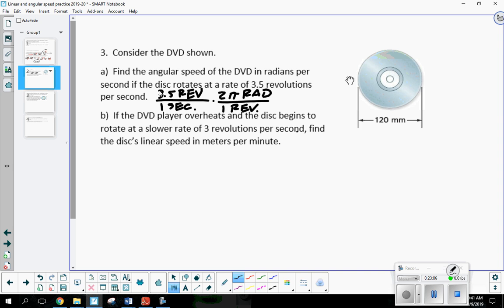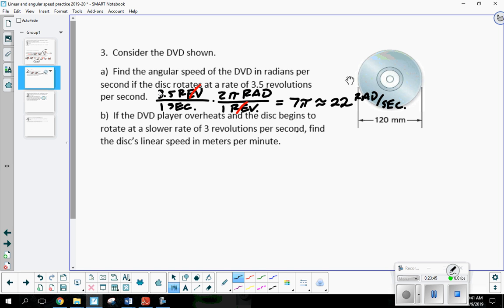Now, first thing, revolutions always cancel. It's in radians per second, and is that what the problem wanted? Absolutely. So now we just go ahead and multiply. So 3.5 times 2 pi, I'm looking at 7 pi, which I believe comes out to 21 point something, a really high decimal. That's why I went ahead and rounded it to 22 radians per second. There we go. How many people got that one right? Fantastic. Who wants to come on up and show me B?